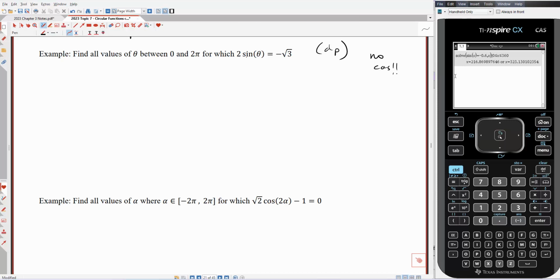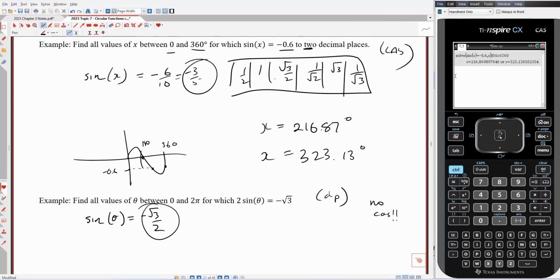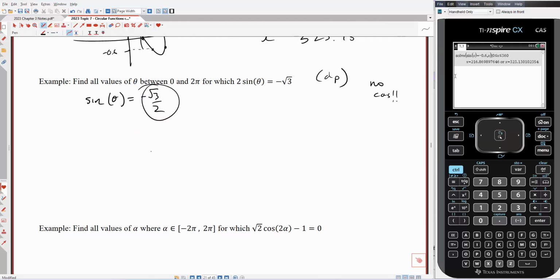So I'm going to divide both sides by 2. So I'm going to go sine of theta equals negative root 3 on 2. Now this one here should ring a bell because it's one of those exact values that we know. It's this one here, root 3 on 2. So we can do this one by hand.